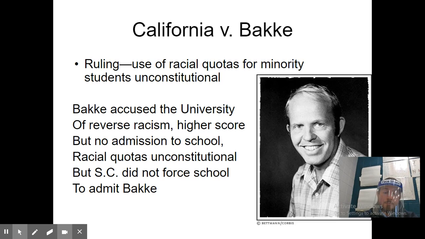wanted to go to med school. He applied twice and didn't get in, even though his credentials were higher than some students who did get in, but were minorities either of African American or Latino descent. And so he took it to court. The court ended up ruling that it was unconstitutional for them to have quotas on making sure they hit certain numbers for minority students, but they did not force the school to admit Bakke.